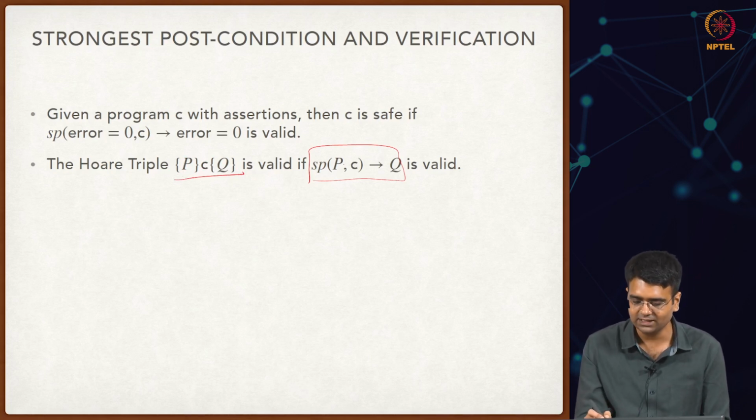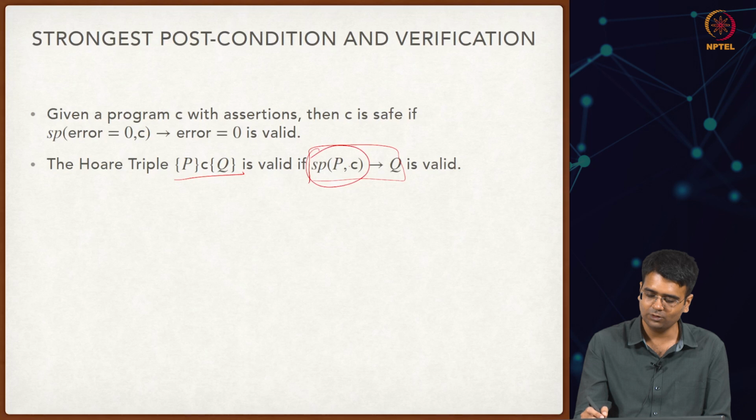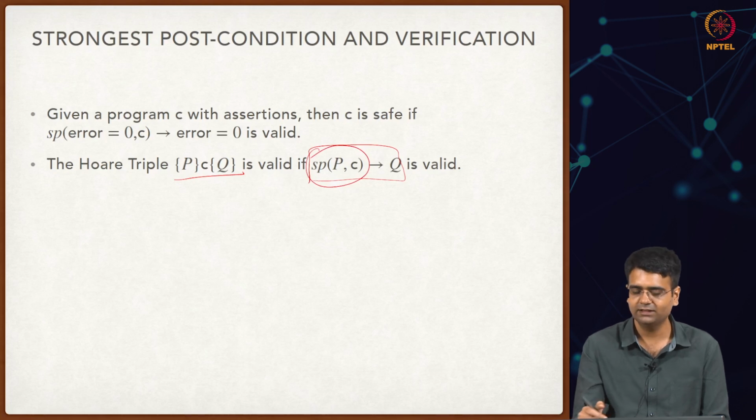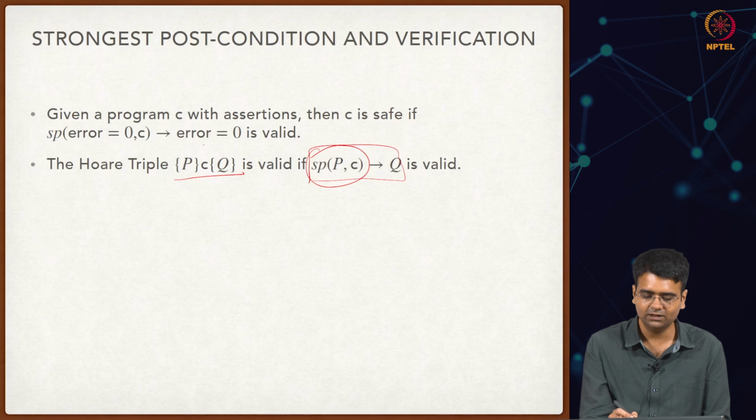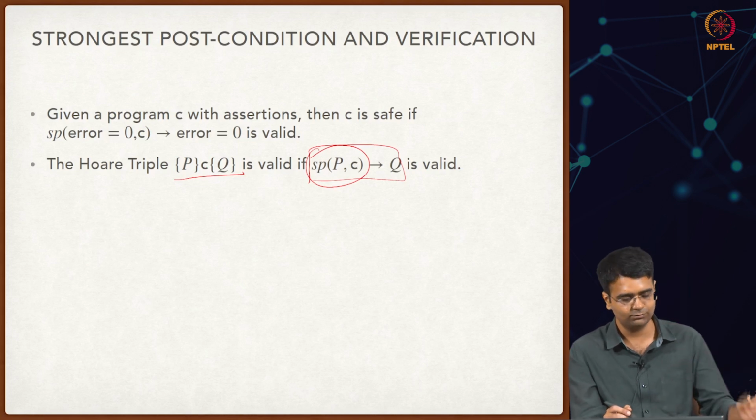And in fact, if I start the program in a state which satisfies P, then I will end the program in a state which definitely satisfies this SP P comma C, and if this SP P comma C also implies Q, then I am in a program state which also satisfies Q, and therefore the program is safe. So if this formula is valid, then the Hoare triple is also valid, which means that the program is safe.